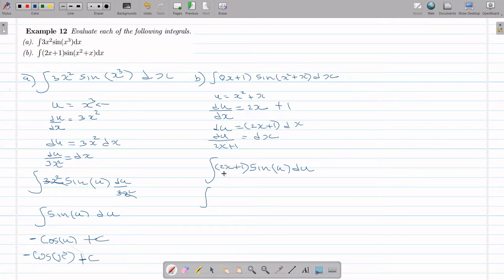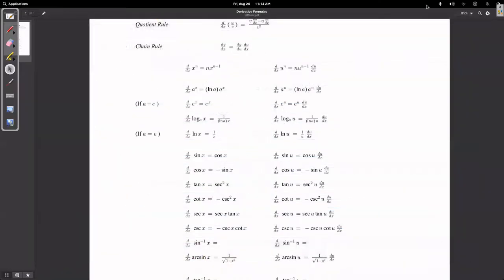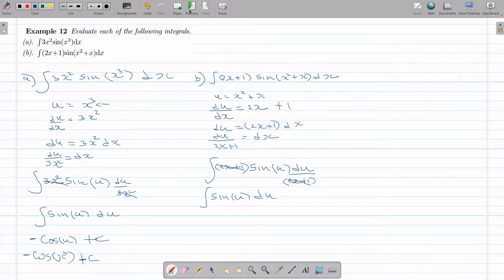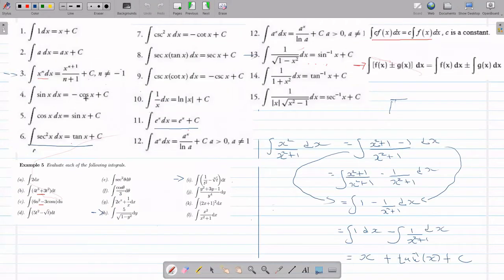Now this 2x plus 1, I keep here, du over 2x plus 1. Okay, dx is du over 2x plus 1, this cancels out, everything comes in. Now this is an integration. Integration or antiderivative, so we have to use the formula from here. Again, the integral of sine is minus cos.